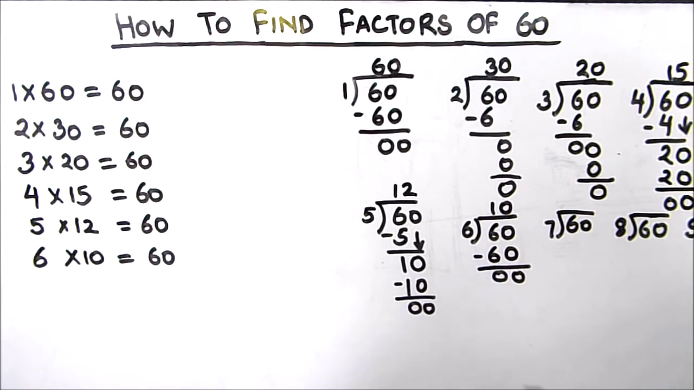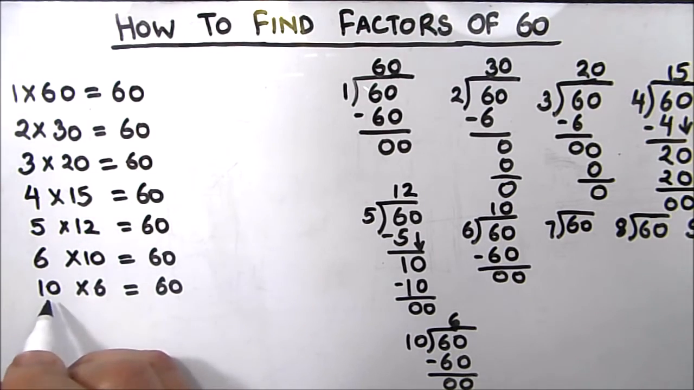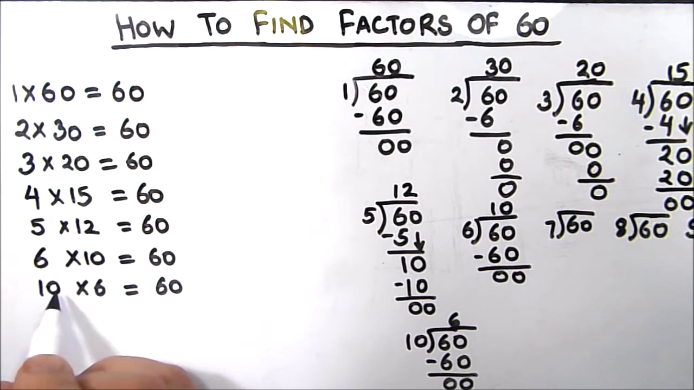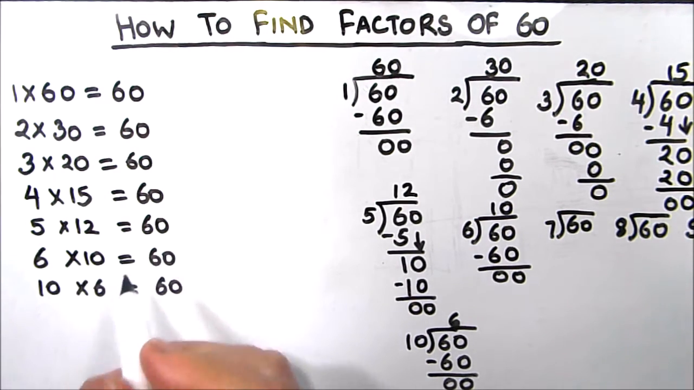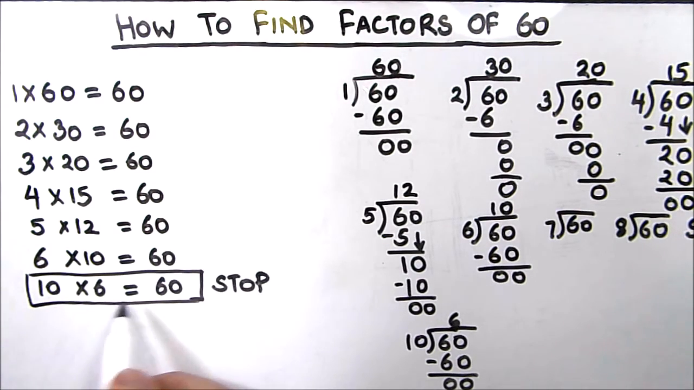Next we will divide it by number 10. So 10 times 6 is 60 and we got 0 as remainder. We got two factors as 10 times 6 is 60. But here we see that these factors are getting repeated as we already got 6 times 10 is 60. We will stop our division here and will not consider the repeated numbers.